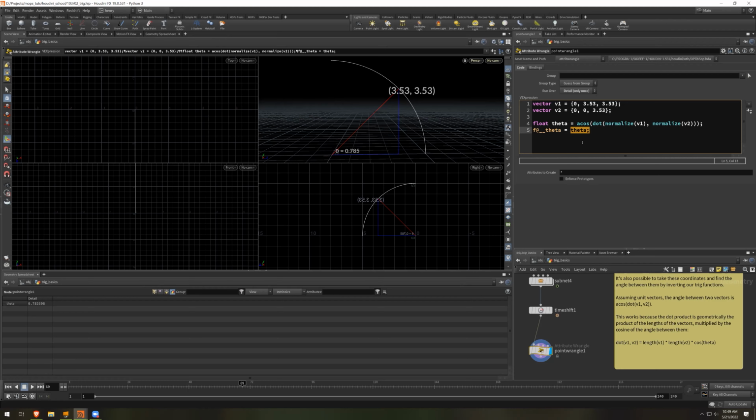This is also going to come up quite a lot. This is basically telling me what the angle between these two vectors is. And if I open up the spreadsheet and go to detail view, because this is a detail wrangle, you can see that theta here is 0.785398, which matches this exactly.